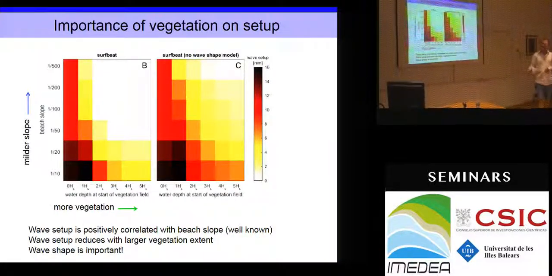This is to give you an idea about the differences with and without vegetation. Oh, sorry. This is with the wave shape model, and this is without the wave shape model. It's all with vegetation. And you see that without the wave shape model, the setup, so this is the wave setup at the shoreline, is much larger than in the scenario where you don't have vegetation. So this tells us that with a larger vegetation extent, so the more Posidonia you have, and the closer it is to the beach, the safer you are. That's the message. And because it's a big difference, the wave shape is actually very important.